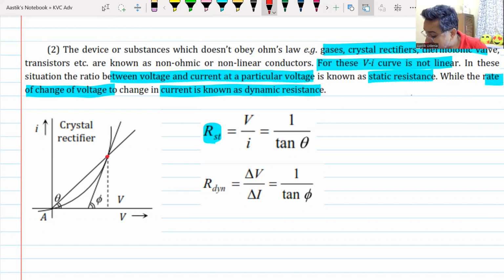At this point, if I find the static resistance, it will be the resistance between this point and O, the origin, 0. So this is given by 1 by tan theta of this. For dynamic resistance, we find the slope of the graph at this point. Do we understand this?